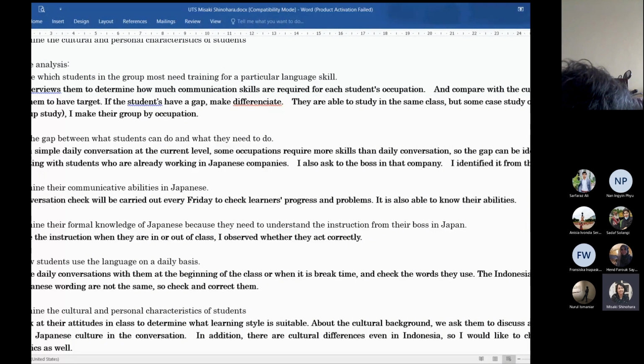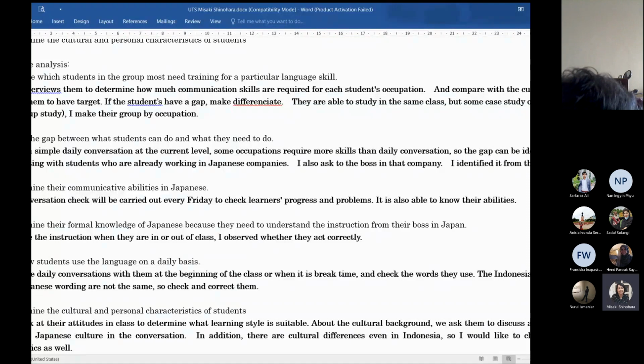Okay. Then number two, identify the gap. The result is that they do a simple daily conversation at the current level. Some occupations require more skill than daily conversation. So the gap can be identified by communicating with students who are already working in Japanese companies. So I also ask the boss in the company. Identified it from the hearing.